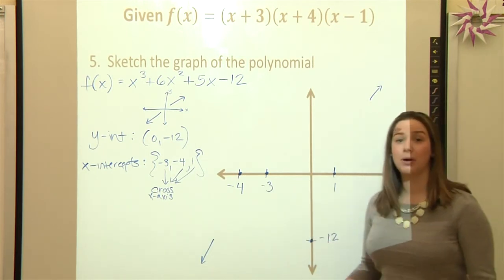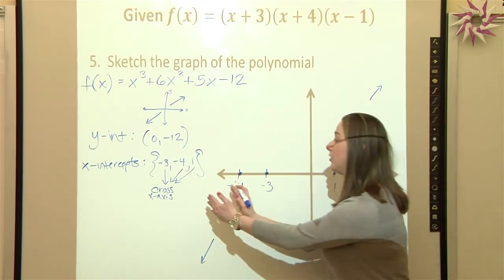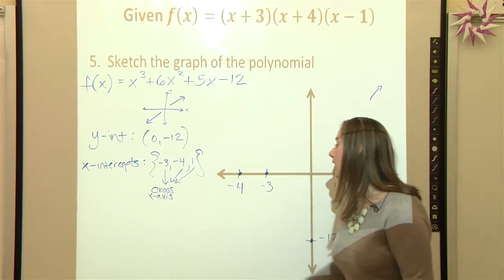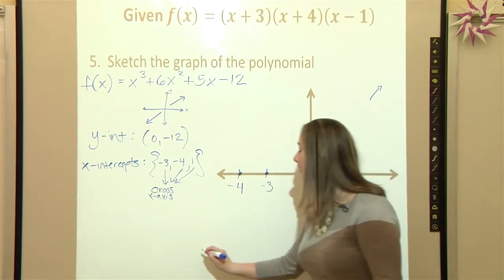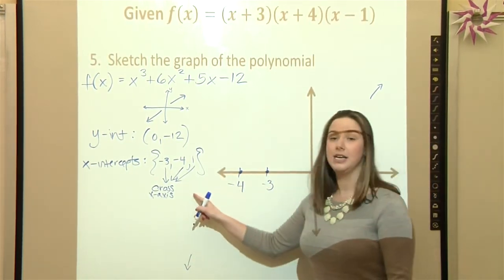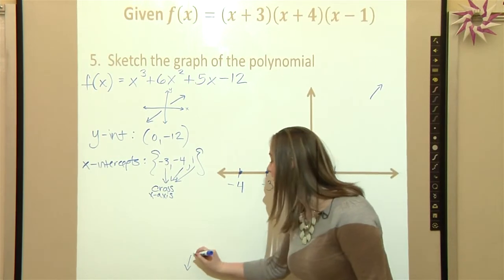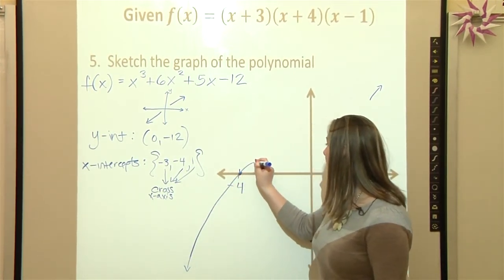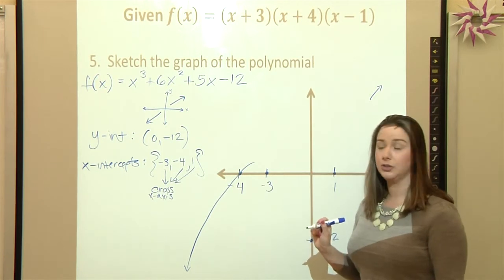So now I need to think about what's happening and literally go from left to right and think about that as I'm working. So I'm going to start down here on the left, and I'm going to approach negative 4. It's going to cross the x-axis at negative 4. So I'm coming up, and I've crossed.